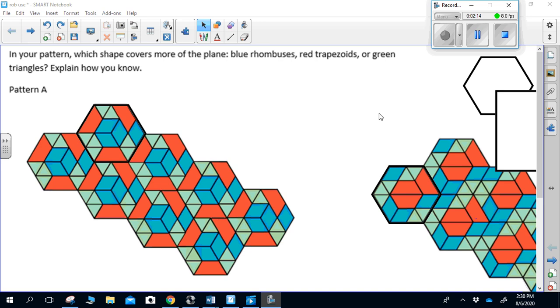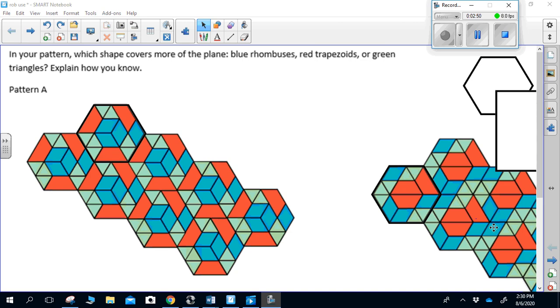So within my hexagon, I noticed that there were 1, 2, 3 red trapezoids, and 1, 2, 3, 4, 5, 6, 7 green triangles, and 1, 2, 3, 4 blue rhombuses. So that's what's in one hexagon. And if you look here at B, that's also what's in there, the 3, the 7, and the 4.